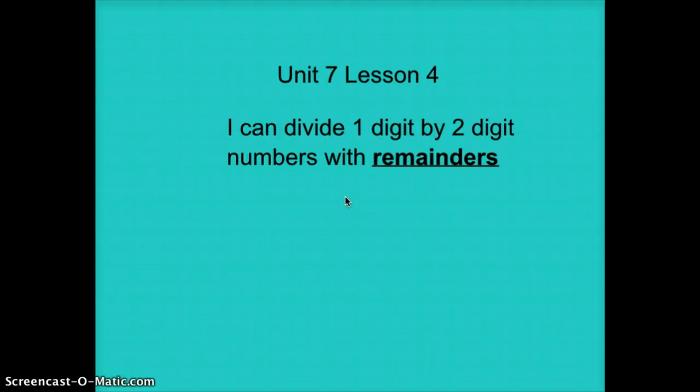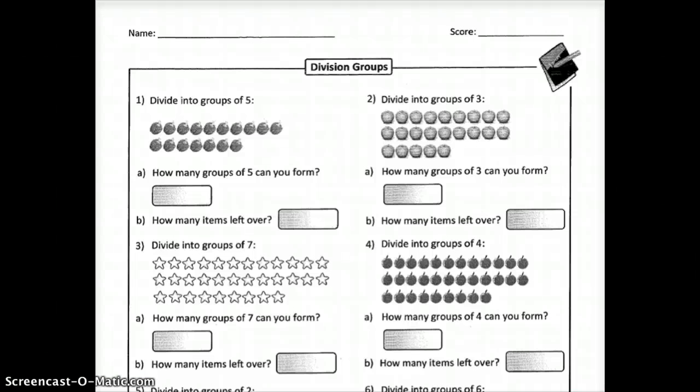Alright, this is Unit 7, Lesson 4. Today's learning target is I can divide one digit by two-digit numbers with remainders. We're going to start today's lesson by looking at groups and grouping objects. So you can raise your hand for the first page.